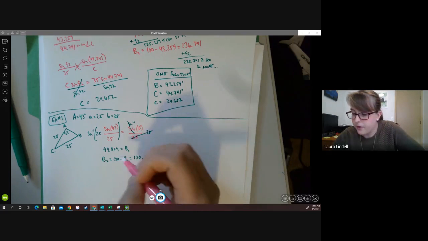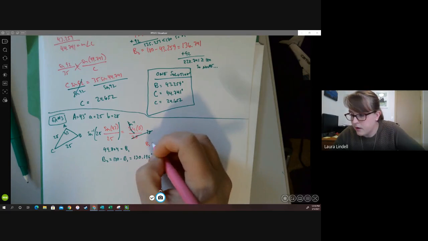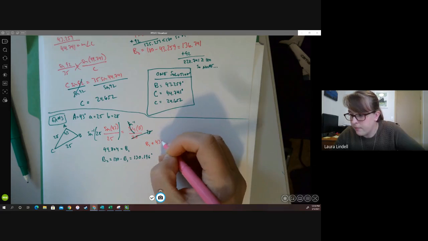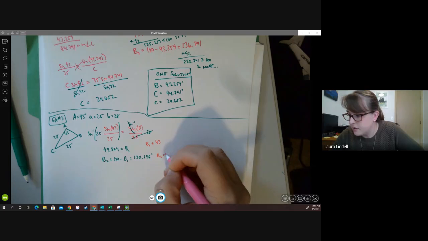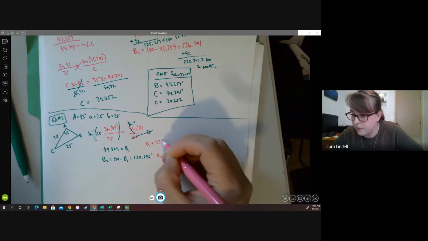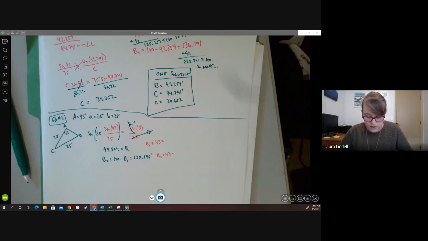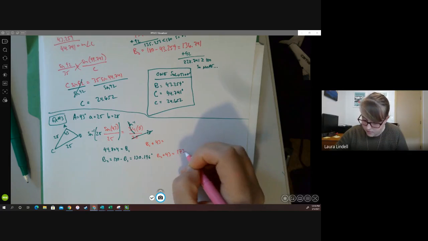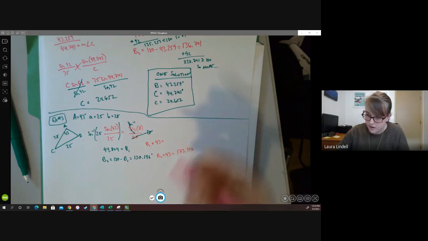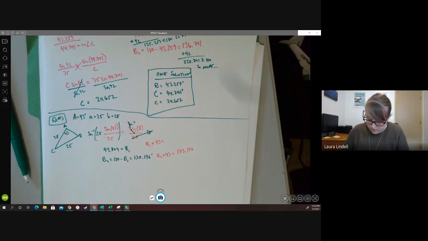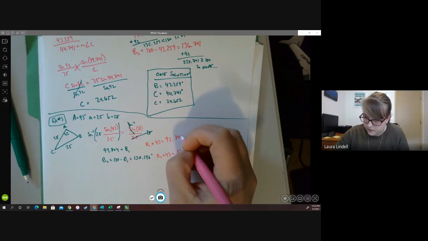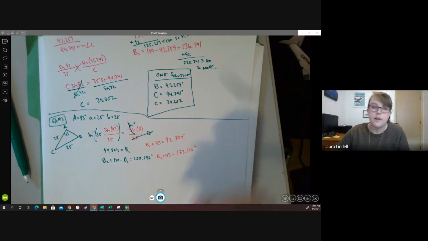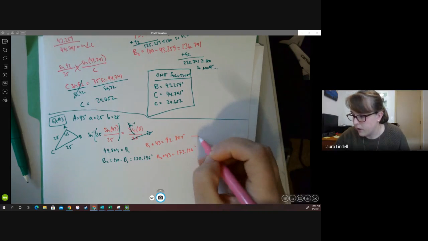They both do. So you take B1 plus 43, because 43 was angle A, and you take B2 plus 43 since that was angle A, and you get, for this one, 173.196. 49.804 plus 43 gives you 92.804 degrees. So yes, both work.